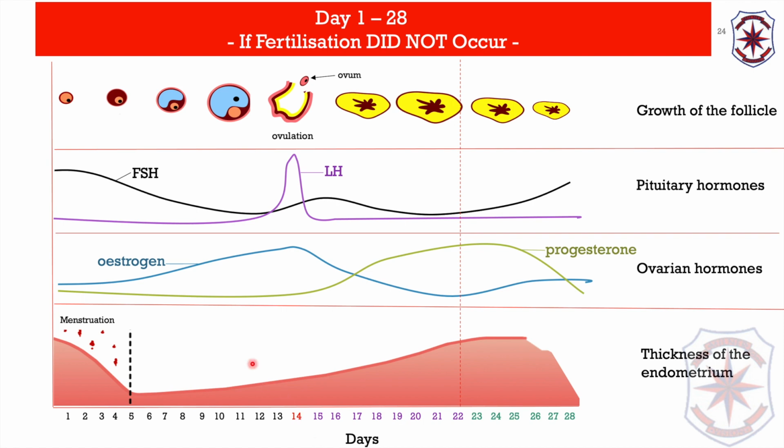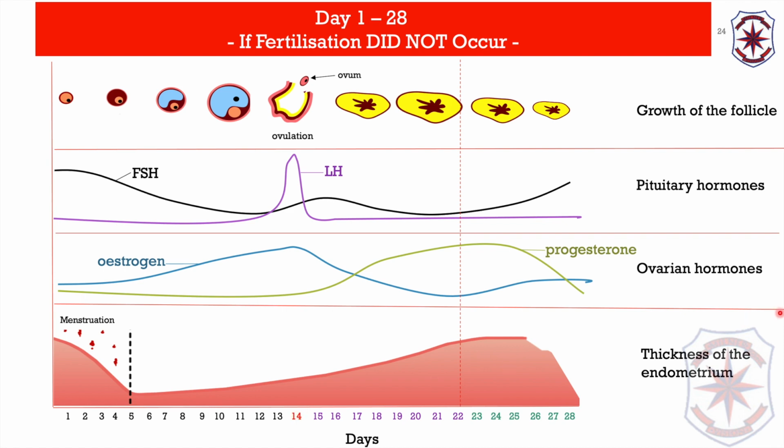Another thing, when you see estrogen levels start going down, when you see a drop in estrogen levels, that day signifies ovulation.